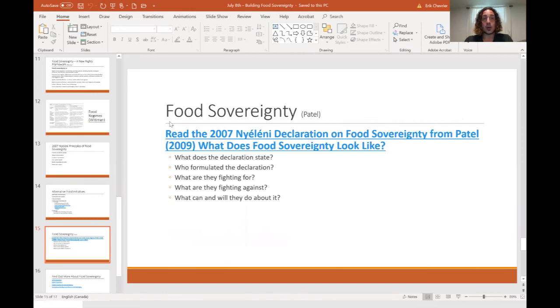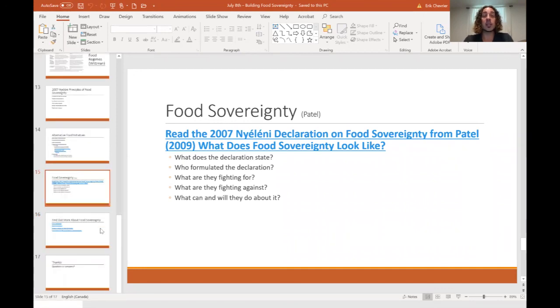Okay, so I provided a link to the Nyéléni Declaration, and actually this is from an article by Raj Patel. I highly suggest you look at this, and if we have time today, we're going to go over it. Basically, the declaration goes over different aspects of what people are fighting for throughout the world, and the people at the Nyéléni conference signed on to these different values that they're projecting. So what they're fighting for, what they're fighting against, and what they're doing to improve local foodscapes and foodscapes in the bigger picture also.